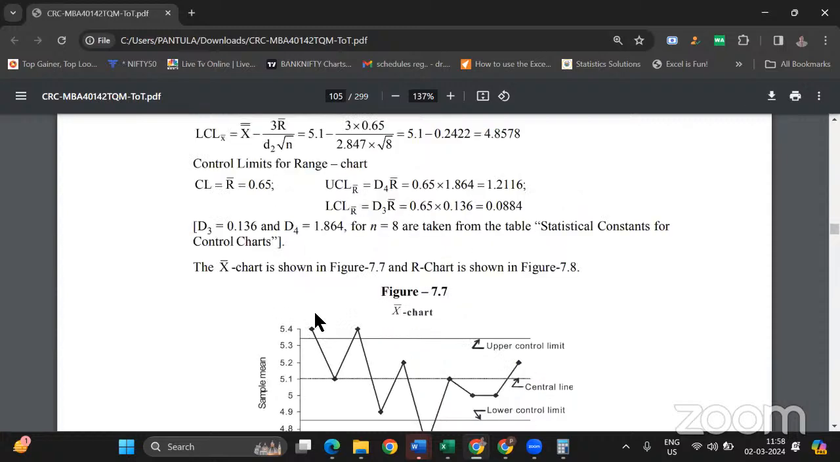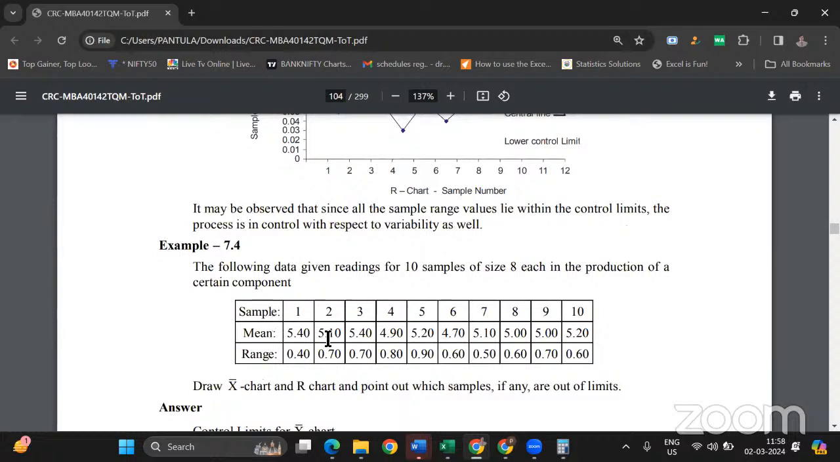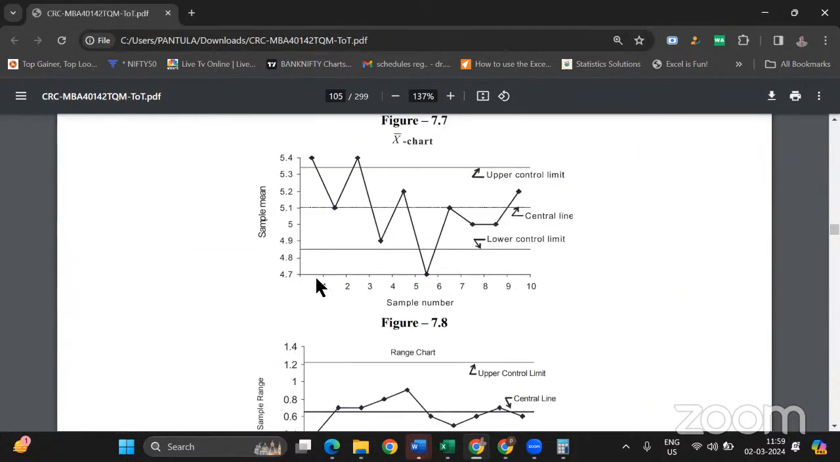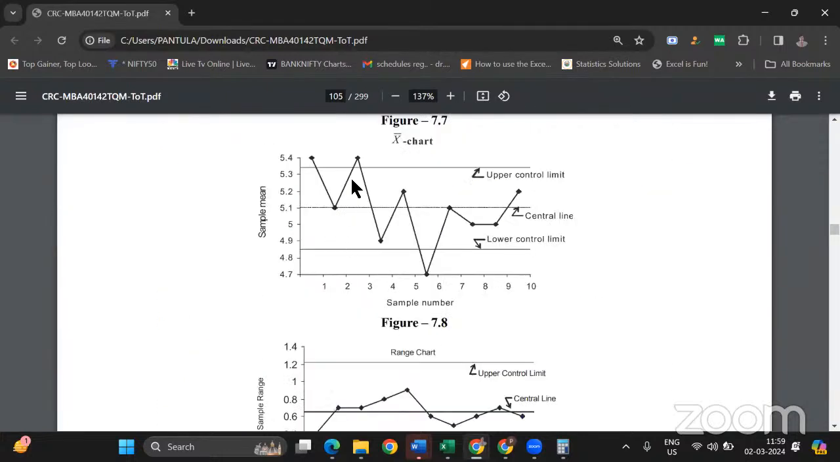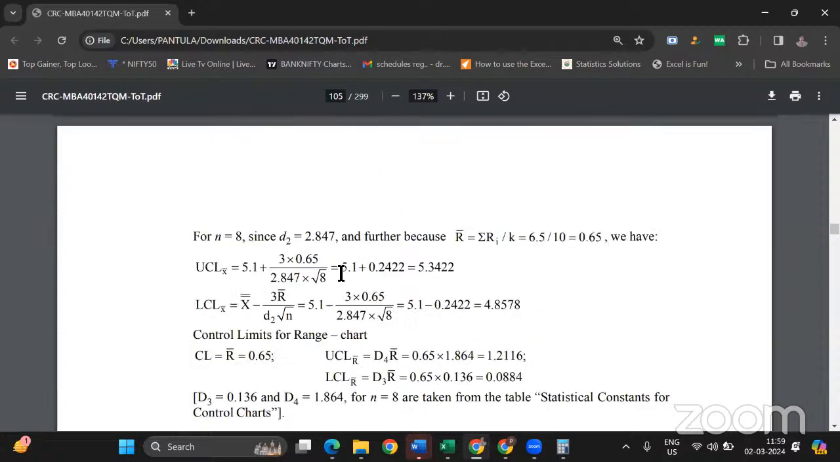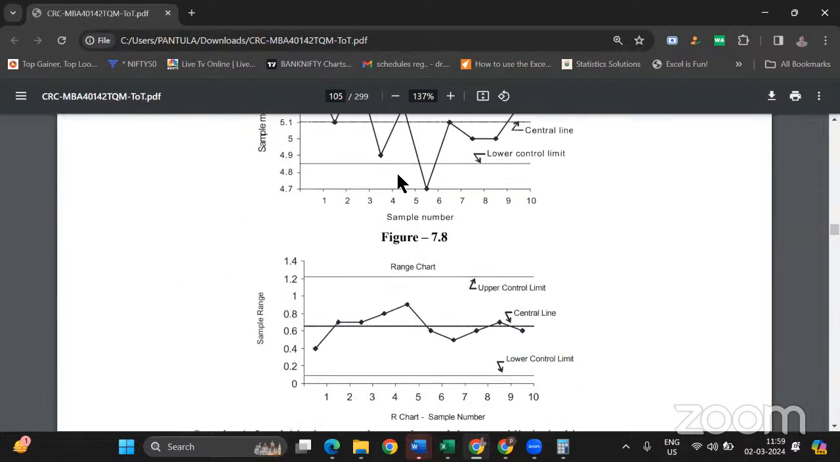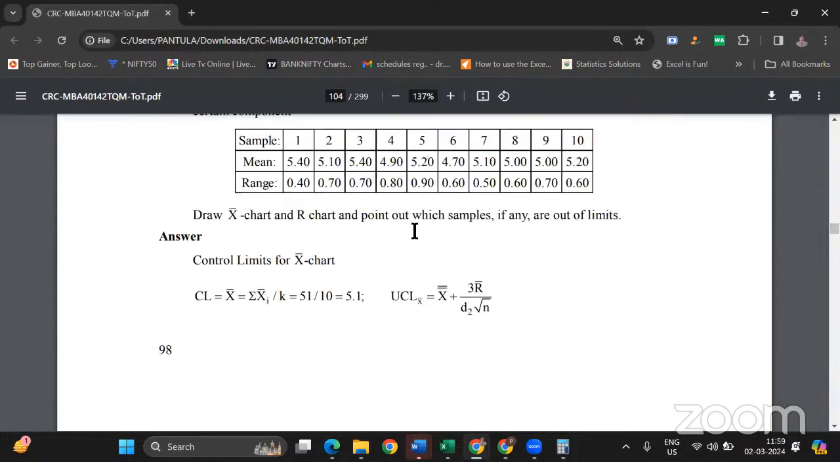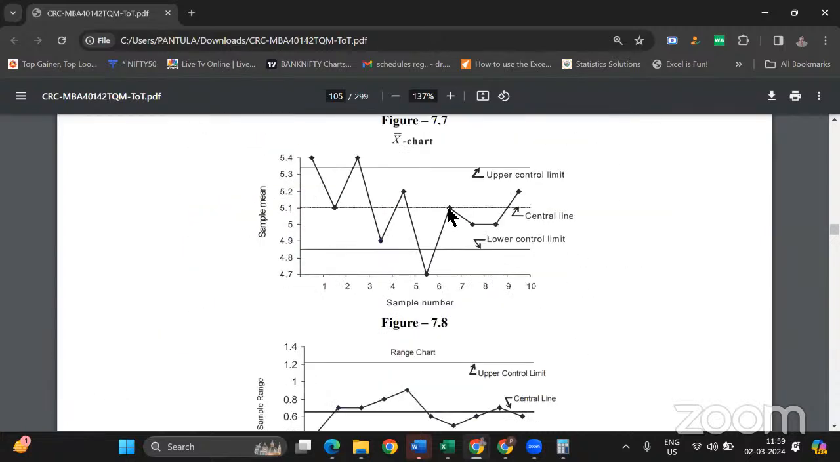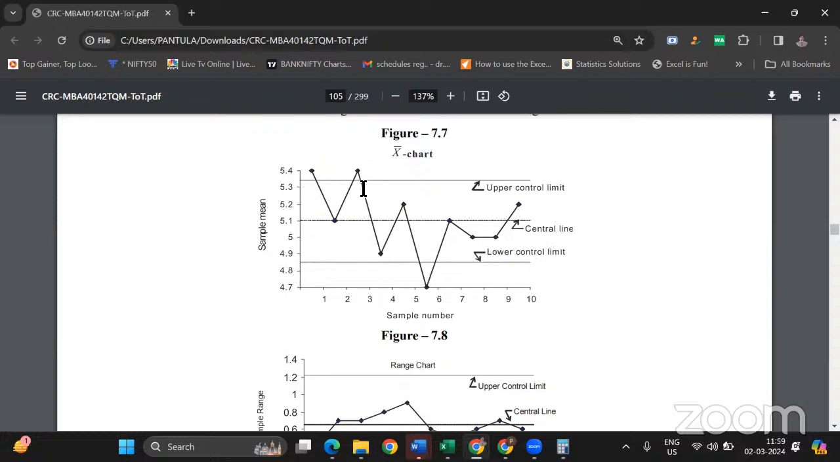So we plot 5.4 as the first value, next 5.1, the second value. Next, the third value is 5.4, again going up. Next value is 4.9. Okay, next value is 5.2. So we are going to draw the upper control limit, center line, and the lower control limit. This is how we need to draw.